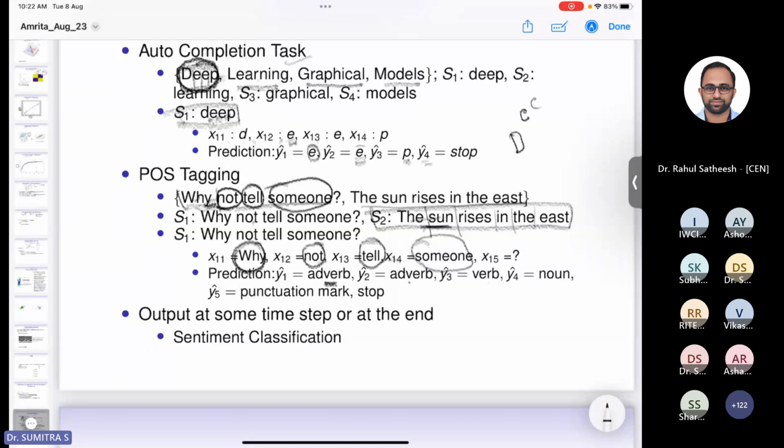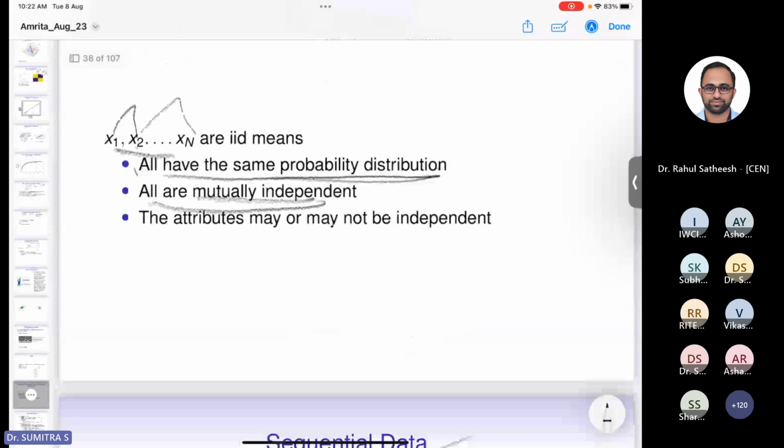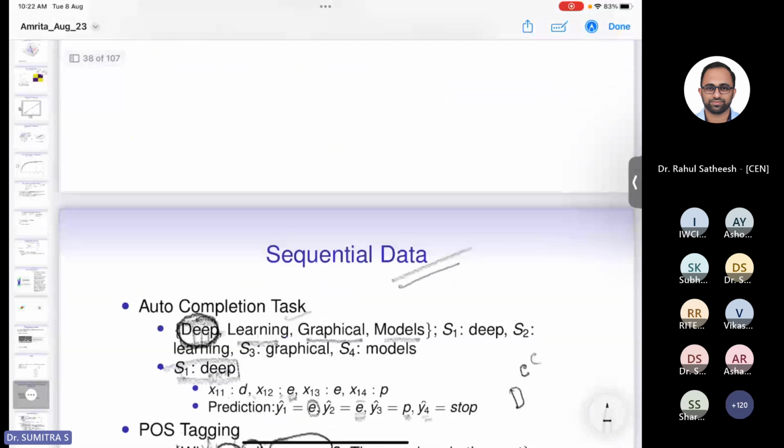For example, we want to do sentiment classification. Sentiment means a comment is there. After reading the entire comment, it has to say whether it is a positive comment or a negative comment. There also, we will take that sequence and divide it into small subsequences, and there will be a relationship between the subsequences, but we have to give the prediction at the end only. Here, for each subsequence, you have to give the prediction, for the POS tagging and auto completion task. So these are some examples of sequential data, and the other is IID.